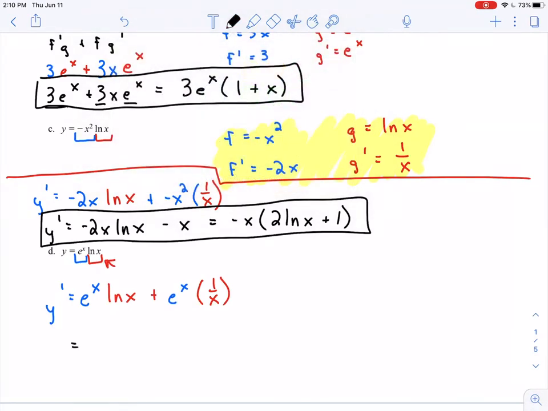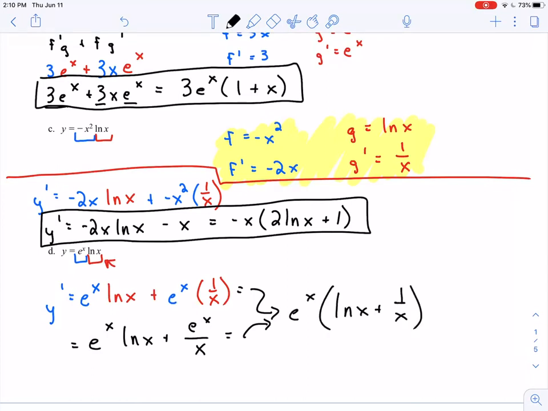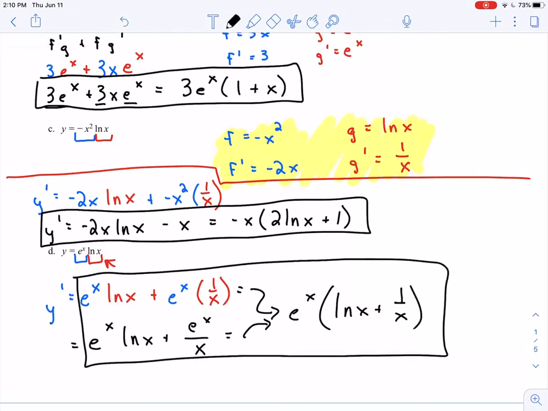The only way I could really simplify this if I wanted to, I could say e to the x times natural log of x plus e to the x divided by x. Or if you wanted to factor, we could factor an e to the x. Either one of these, you could kind of make this jump. You could say, well, this is e to the x times natural log of x plus 1 over x. Again, I don't have a strong preference about which of these you use, but I do think it's a good idea to be practicing your factoring, because I think that's going to be a really important skill in the next section.